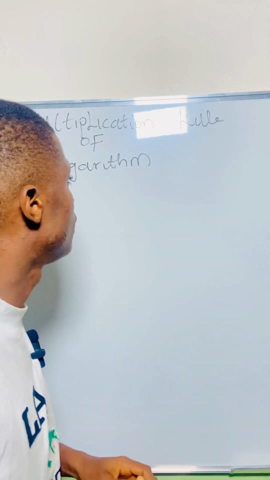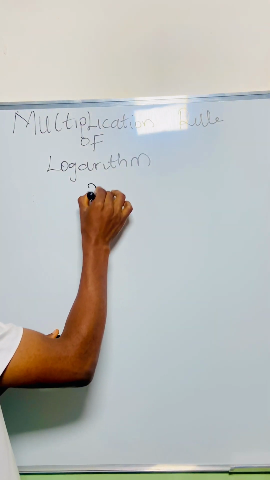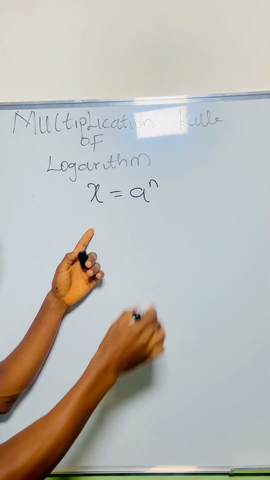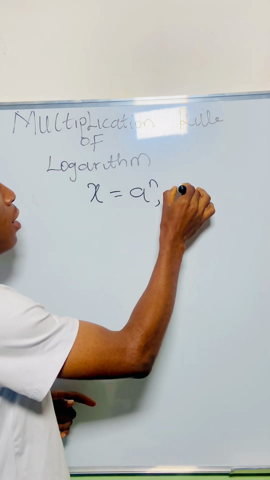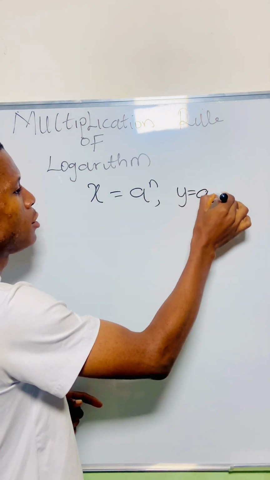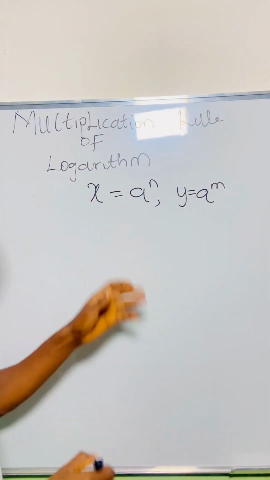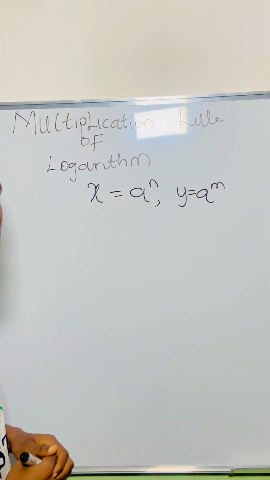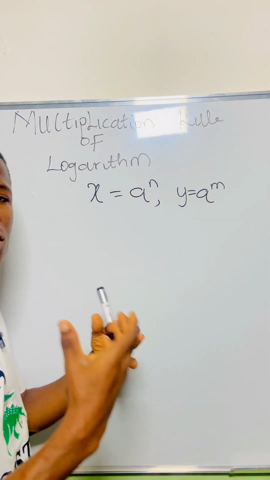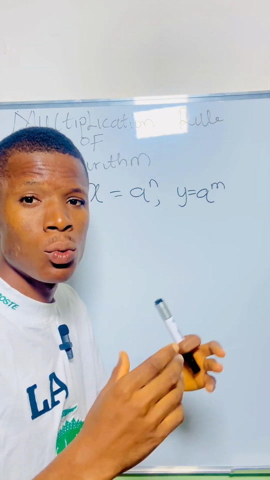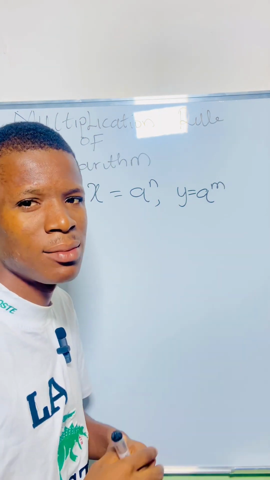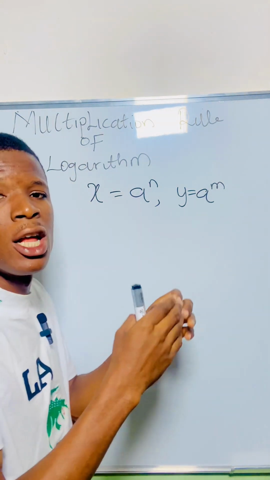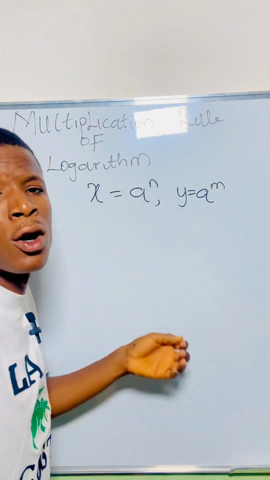So if you look at the board, let's take for instance we have that x is equal to a to the power of n from indices, and we also have that y is equal to a to the power of m. These are two initial equations. And how can we put this in its logarithm form? We know that logarithm is just the power or exponent to which a number is raised to get a certain number. And in my previous video, I explained that logarithm and indices make use of the same base.